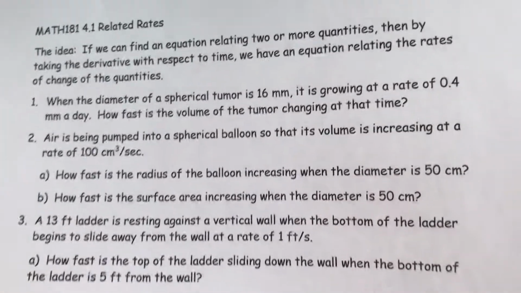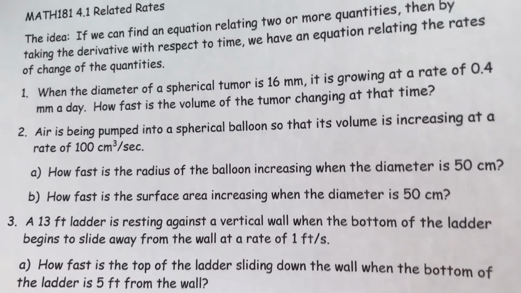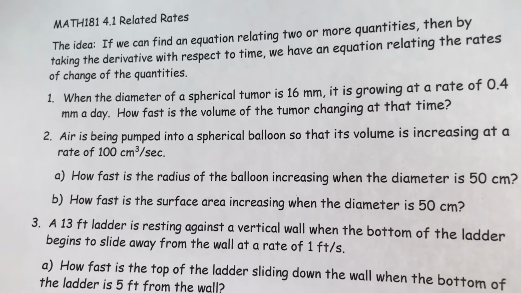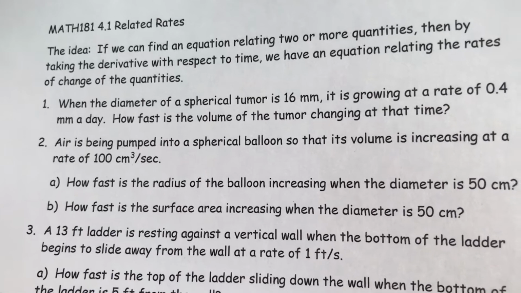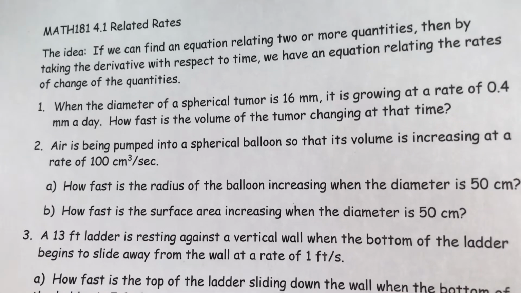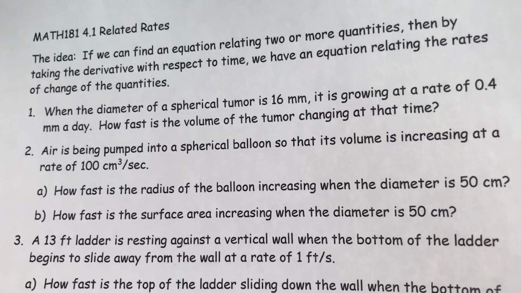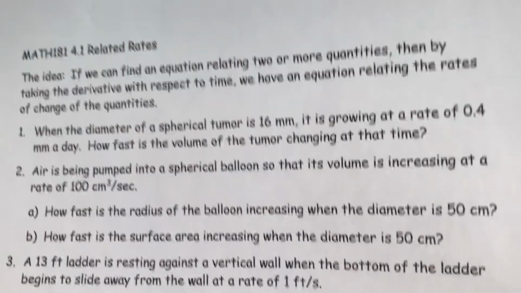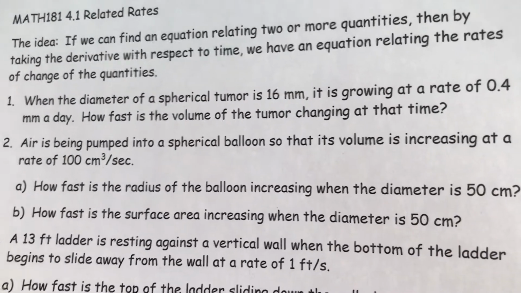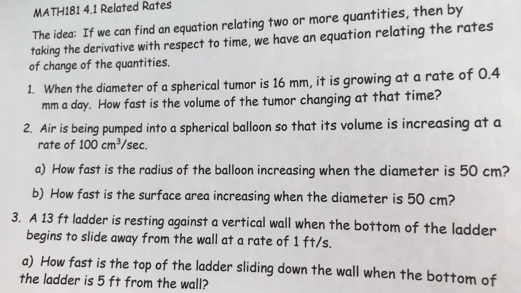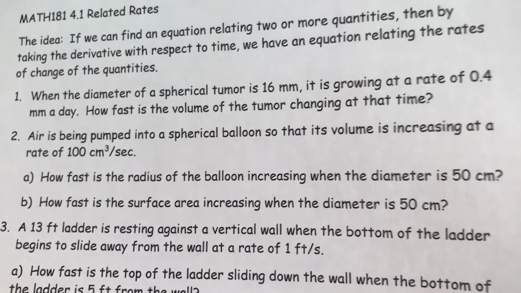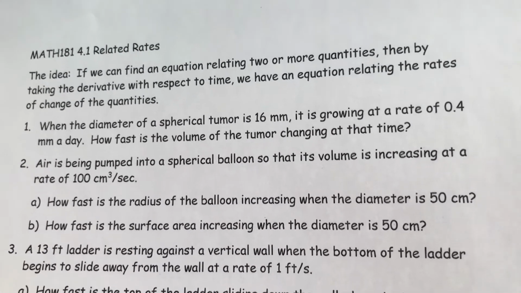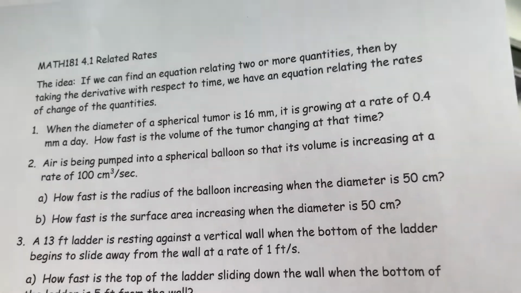Number one: when the diameter of a spherical tumor is 16 millimeters, it is growing at a rate of 0.4 millimeters a day. How fast is the volume of the tumor changing at that time? Notice that we're looking at a spherical tumor, and we know it grows to a point where its diameter is 16 millimeters, at a rate of 0.4 millimeters a day. We want to know how fast the volume is changing at that time. It is getting bigger as the diameter increases, so definitely the volume is increasing, but by how much?